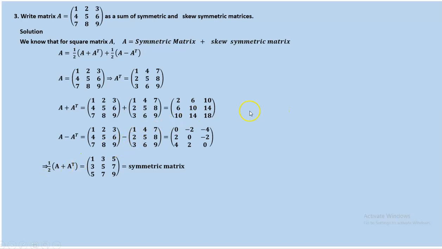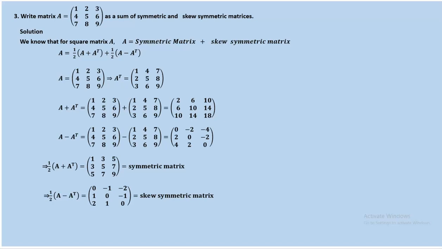When you take half of that, it will be a matrix with entries 1, 3, 5, 3, 5, 7, and 5, 7, 1. So basically, students, this is a symmetric matrix because, as you know, a symmetric matrix is a matrix which is identical to its transpose. So this is basically a symmetric matrix because if you look for the transpose of this matrix, it's identical to itself, right?